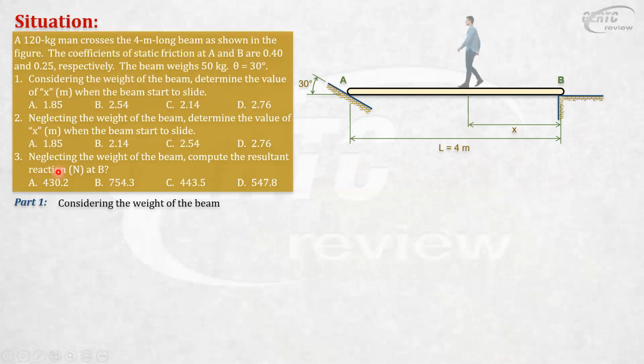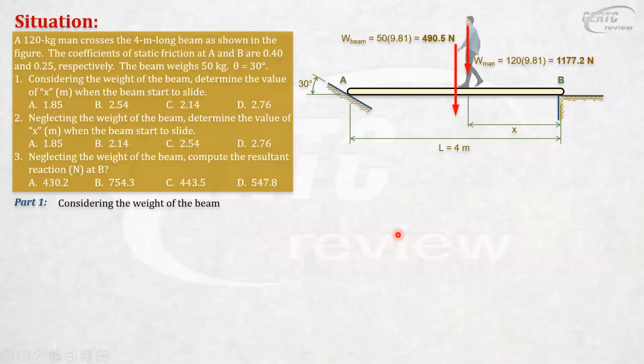What are the key points here? In problems like this involving friction, the first thing that you have to do is identify the forces acting. And of course, the most critical part here is to identify the direction of the friction. So first, the forces acting, considering the weight of the beam. First, the weight of the beam. The beam is 50 kilograms, so 50 times g, that's 490.5 newtons. And the man is 120 kilograms, so that will be 1,177.2 newtons.